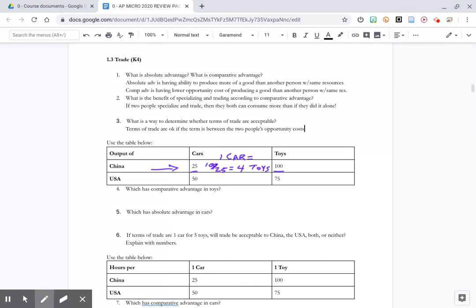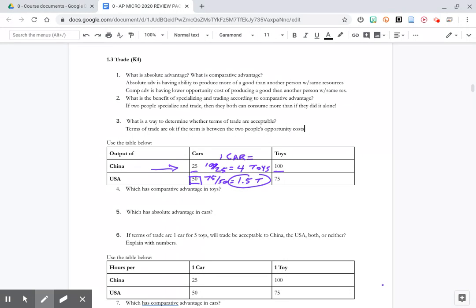Now let's look at the United States. For them, 75 over 50. So that means for them, it's 1.5 toys for every car that they make. So they have a lower opportunity cost, right? And so for them, they have the comparative advantage in cars.